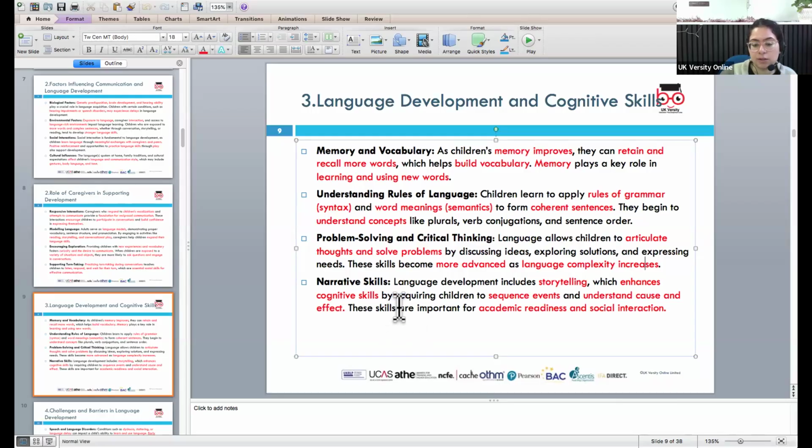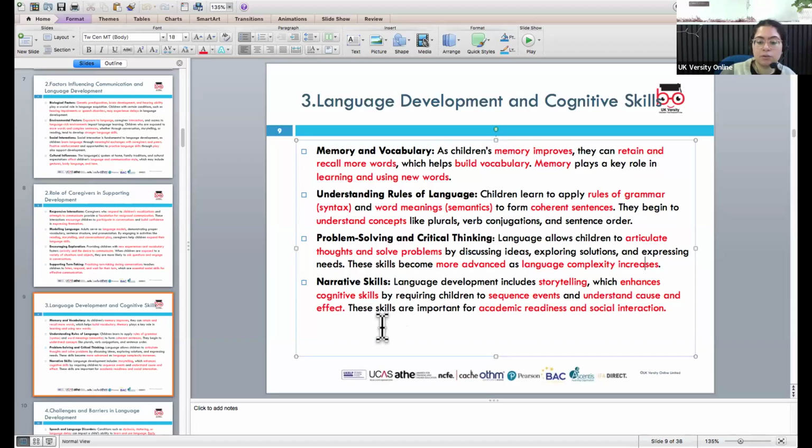Then there are narrative skills. Language development includes storytelling, which enhances cognitive skills by requiring children to sequence events and understand cause and effect. These skills are important for academic readiness and social interaction. We discussed that during the last class as well: getting involved in storytelling enhances your cognitive skills because you're sequencing events. Children get to know the cause and effect relationship between events, and this helps develop their cognitive skills.